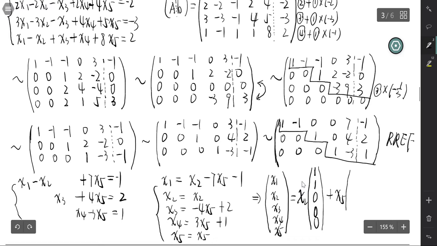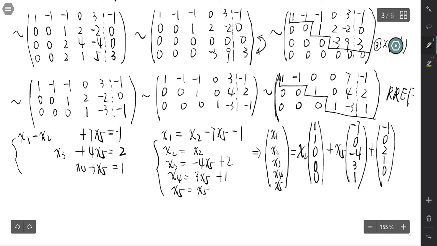And x5, we take the factor x5 out. For x1 it is -7, x2 doesn't have x5, x3 has -4 x5, and x4 has 3 x5, and x5 is itself. That's the solution, that's the free variables. And the constant part, for x1 is -1, x2 is 0, x3 is 2, x4 is 1, x5 is 0. That's the last solution.